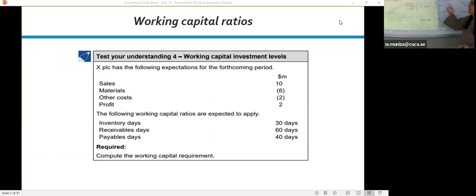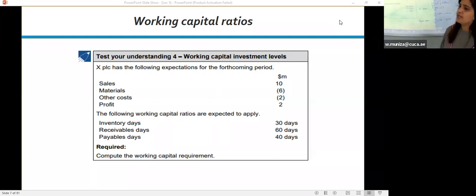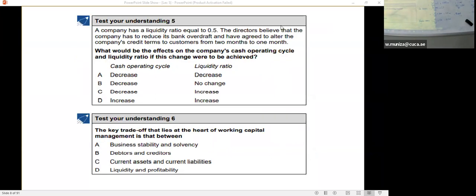So 40 divided by 365, multiplied by 6 million. How much is it? 0.65 million. What would be the working capital investment? 0.493 plus 1.64 minus 0.65 million. This would be the working capital. As I said, we can assume that. Shall we specify the assumption notes as well? Yes. Whatever you are assuming, you have to write below the question that you are assuming this. So this is what you are going to do. Clear?